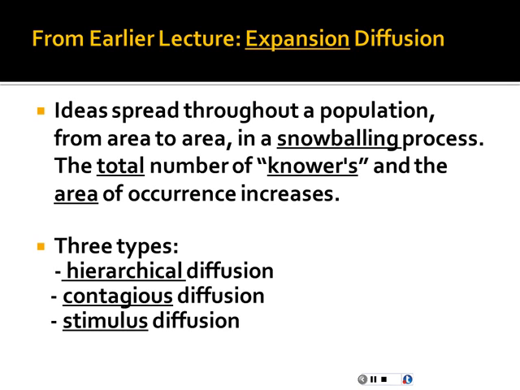There are 3 subtypes, which we'll look at: hierarchical, contagious, and stimulus. We already looked at hierarchical. That was the miniskirt example. So we're going to look at 2 other examples of how culture spreads.